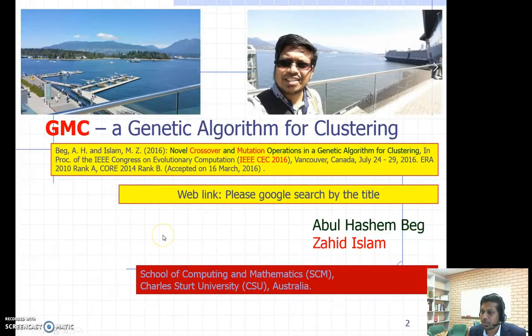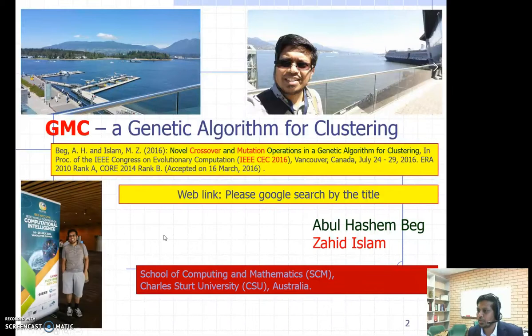The name of the paper is Novel Crossover and Mutation Operation in a Genetic Algorithm for Clustering, and it was presented at IEEE CEC in Vancouver only last week. The paper may not be online yet, but it will be, and you can find it by simply Googling. If you have any difficulty downloading the paper, please do not hesitate to email me and I will send you an author's copy.